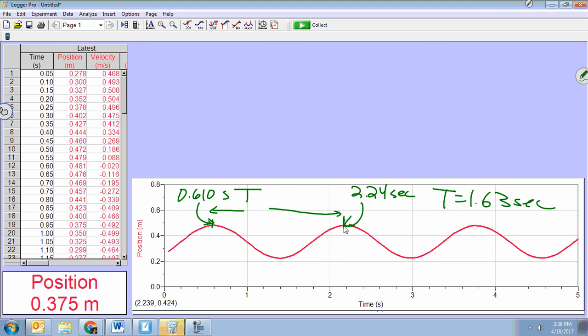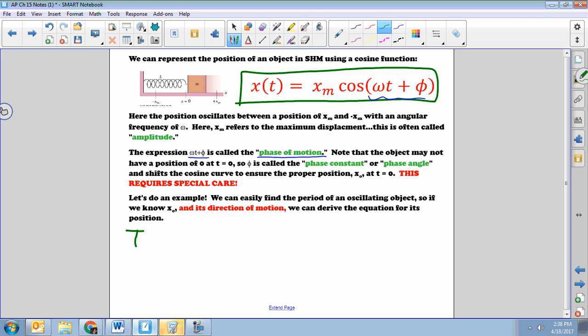Okay? So I feel like we should write that down. So we just figured out T is 1.63 seconds. Oh, well, I ought to be able to use that to find the frequency. How do I find the frequency, guys? Just do 1 over that. So if I do that, it gives me 0.613 what? Hertz. And then we can find our omega, our angular frequency.